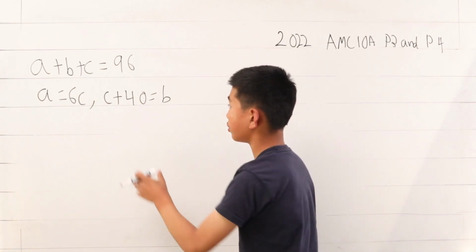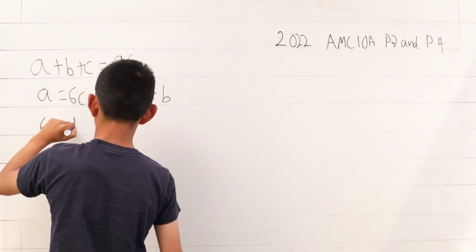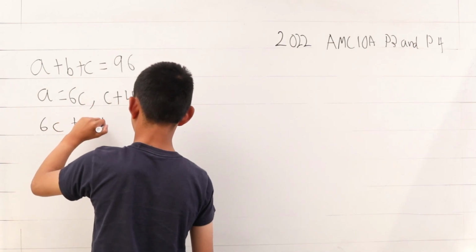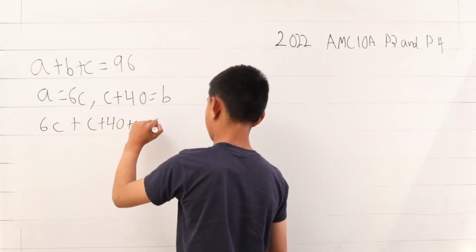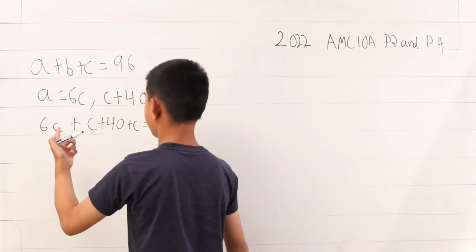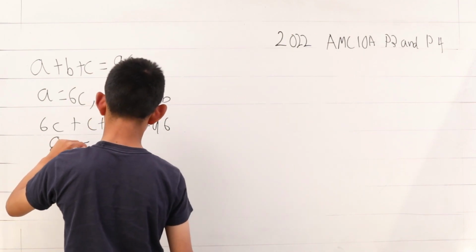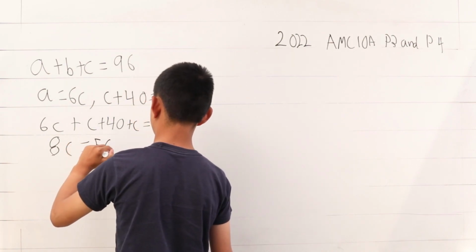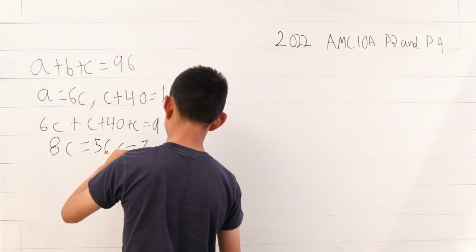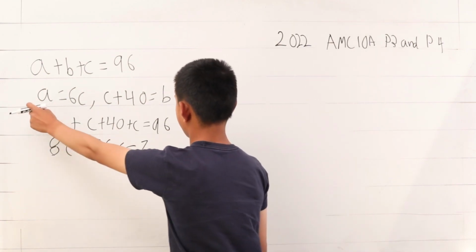Putting these values into the original equation, we get 6C plus C plus 40 plus C is 96. So now it's just 8C. 8C is equal to 96 minus 40, which is 56. C is 7.